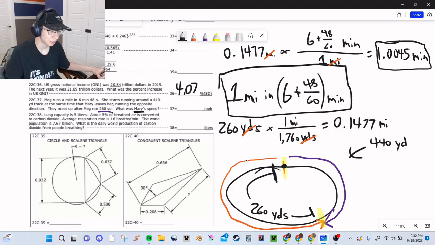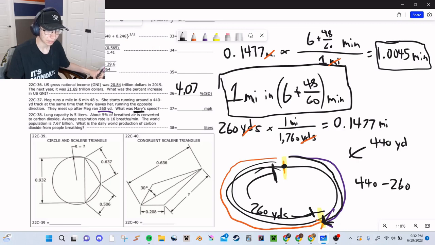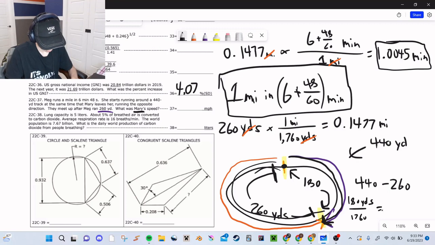So this is how long it took Meg to run from here to here, which should be the same time it took Mary to run from her starting position to this same location. But Mary ran a different distance. She didn't run 260 yards like Meg did. She ran 440 minus 260 yards. She ran this 180 yards. Because the whole track is 440. So if this part that Meg ran was 260, then this part that Mary ran had to be 180. So Mary ran 180 yards, which I'll just divide by 1760. So she ran 0.1023 miles in the same amount of time.